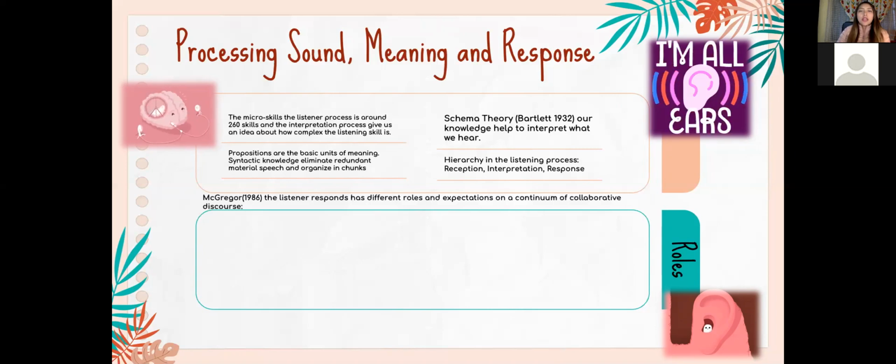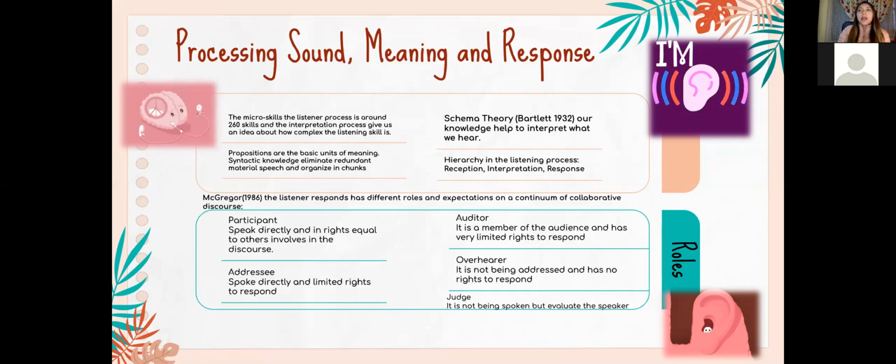First, McGregor mentioned that the listener response has different roles, and we're going to check the roles of the listener in this diagram. We're going to have 5 examples. The first one is participant, auditor, addressee, overhearer, or judge.